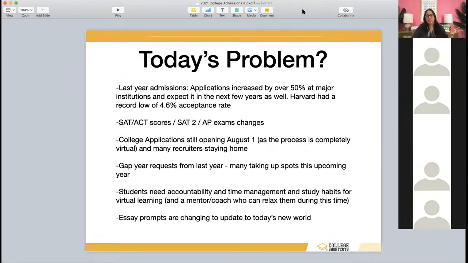And of course, students need accountability and time management and study habits with virtual learning. A mentor can help, and a coach can help relax them during this time and help to create that structure. And then essay prompts.